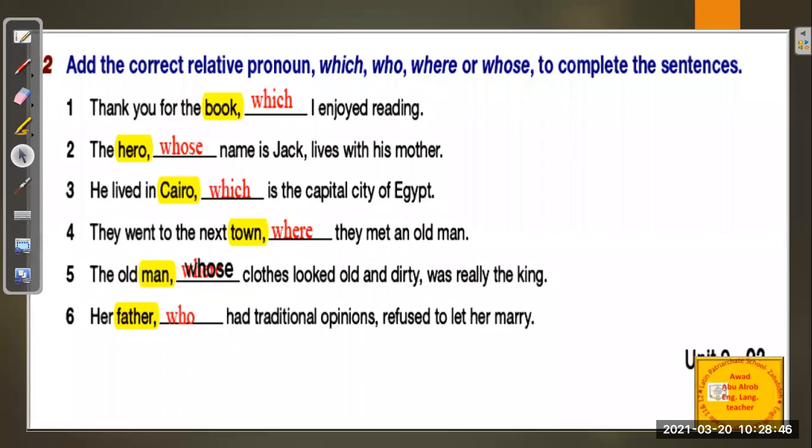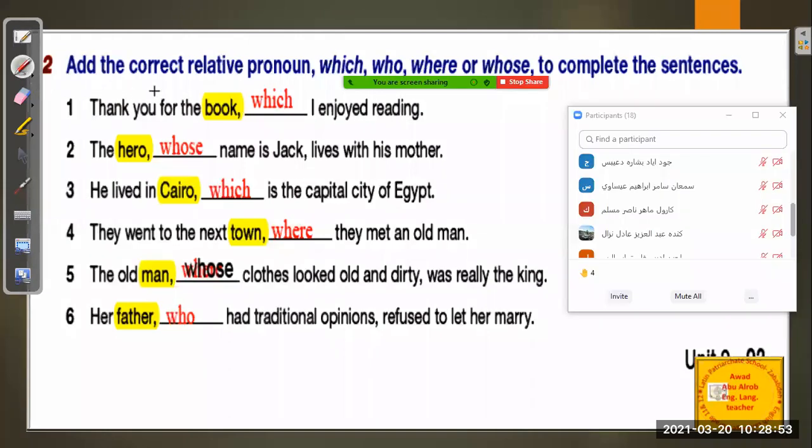Her father who had traditional opinions refused to let her marry. Okay. Now, I want to ask you about the third. Cairo is not a city, a place? Let's read it another way, it's two sentences: He lived in Cairo. It is the capital of Egypt. So he is talking about Cairo as the capital, not as a place he visited.